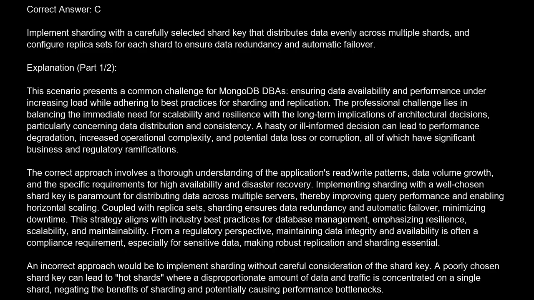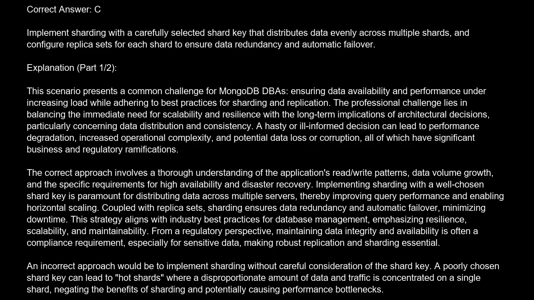The correct approach involves a thorough understanding of the application's read/write patterns, data volume growth, and the specific requirements for high availability and disaster recovery. Implementing sharding with a well-chosen shard key is paramount for distributing data across multiple servers, thereby improving query performance and enabling horizontal scaling. Coupled with replica sets, sharding ensures data redundancy and automatic failover, minimizing downtime. This strategy aligns with industry best practices for database management, emphasizing resilience, scalability, and maintainability.